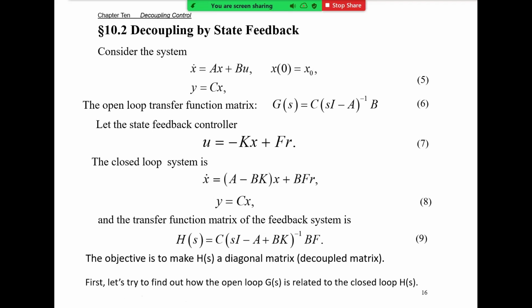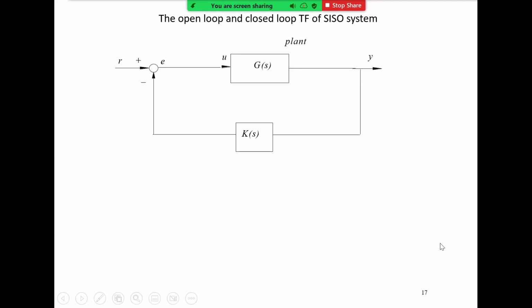First, we have to find out how the open loop G is related to the closed loop. Okay, let's just review what we have learned in the past, right? When you were undergraduate, if you look at a single input, single output system, how do we get the closed loop transfer function from the open loop?